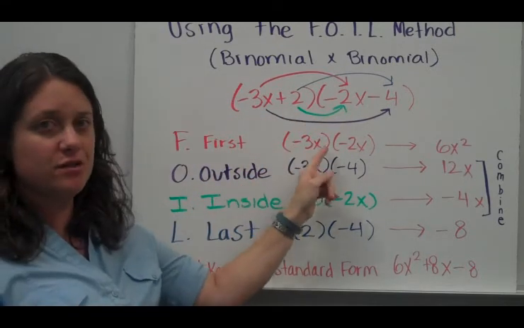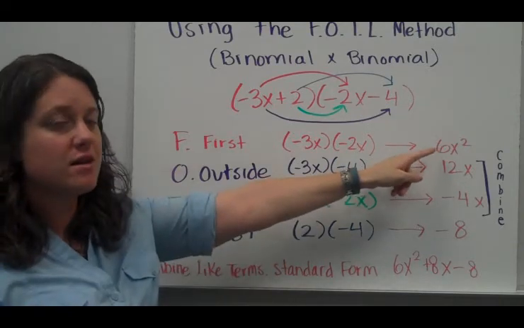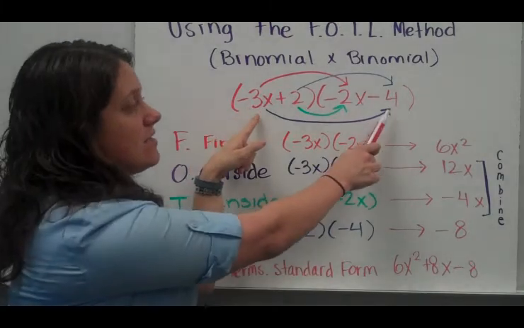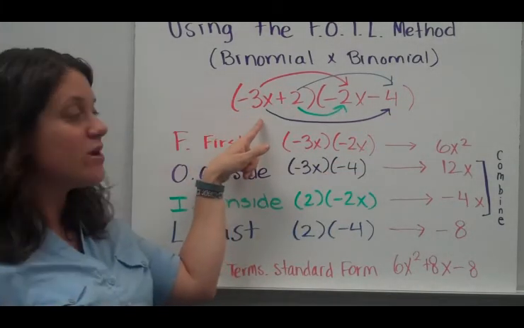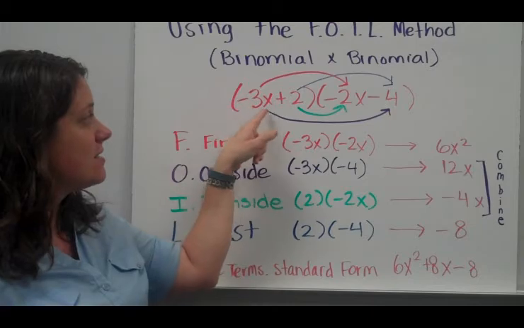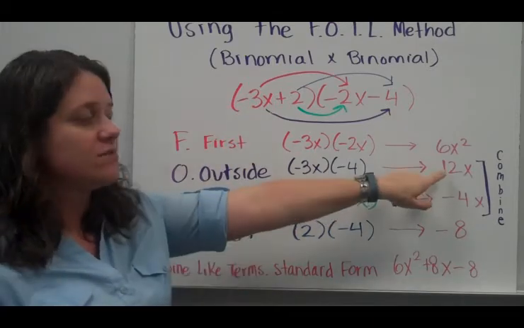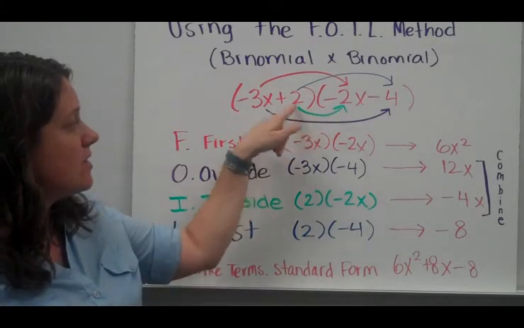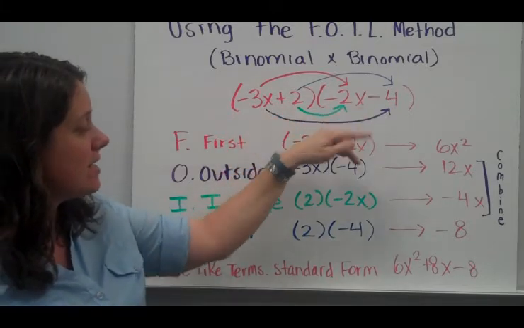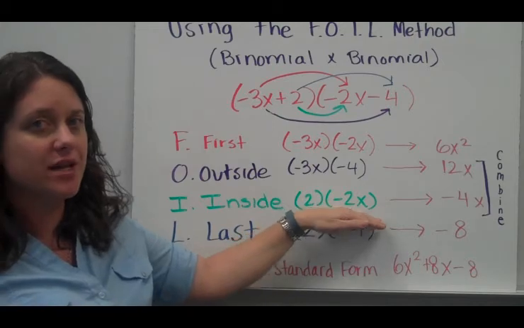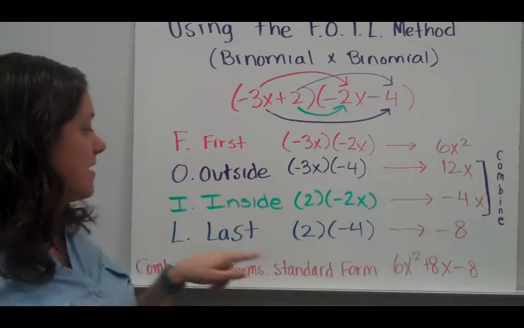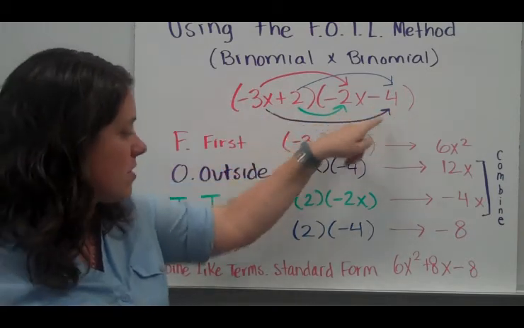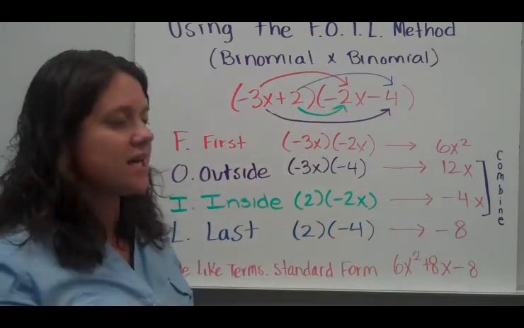So I multiplied the first two terms, and I got 6x squared. Next I'm going to multiply the outside terms. So that's the two on the outside. So make sure you take the sign in front of them with them. So that would be negative 3x and negative 4, which gives me 12x. Next I take the inside, so that's going to be these two in green, so 2 and negative 2x. You can see I multiplied those, and I get negative 4x. And then lastly, I take the last two terms, which is 2 and negative 4. I multiply those, and I get negative 8.